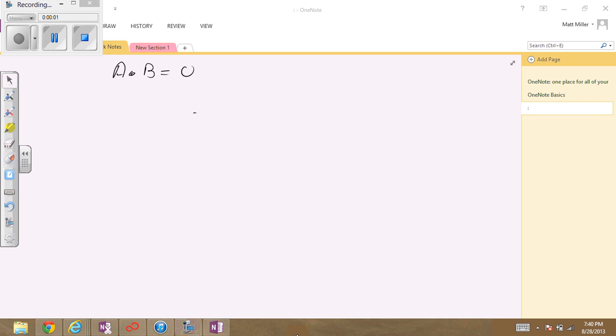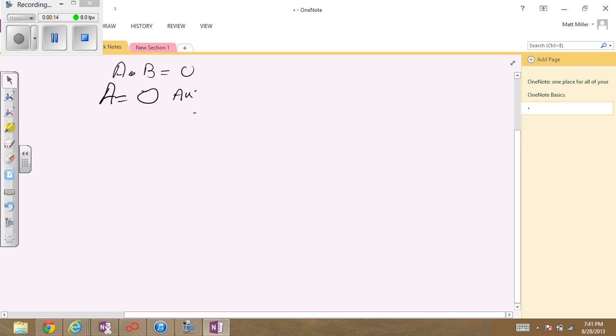Beginning with the basic concept in solving some simple equations. If I have the product of two things, A and B, equaling 0, then that means A would have to equal 0, and B would have to equal 0.